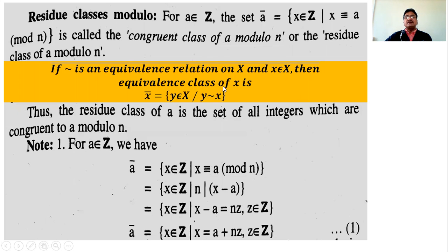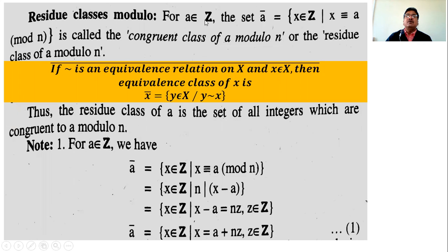So how many equivalence classes do we have under any equivalence relation? The number of equivalence classes is equal to the number of elements in that set. So we can find the equivalence class of every element of the set on which the equivalence relation is defined. This is the definition of equivalence class. We know that this relation is an equivalence relation on Z, so we can find the equivalence class of every element of Z.